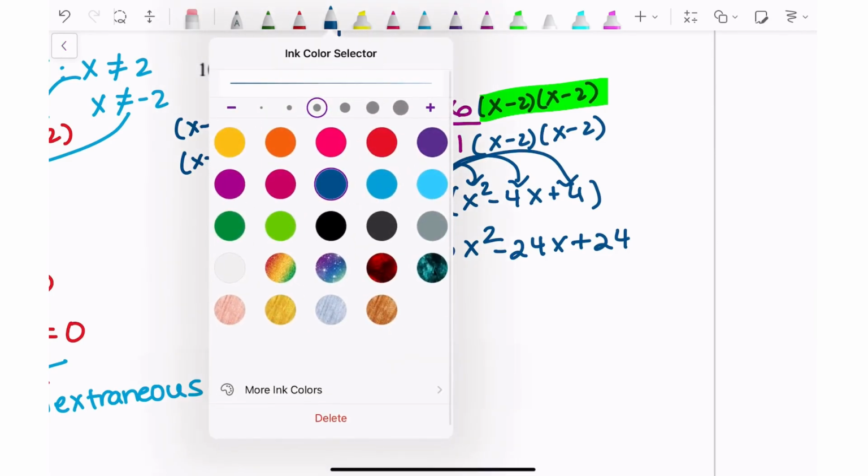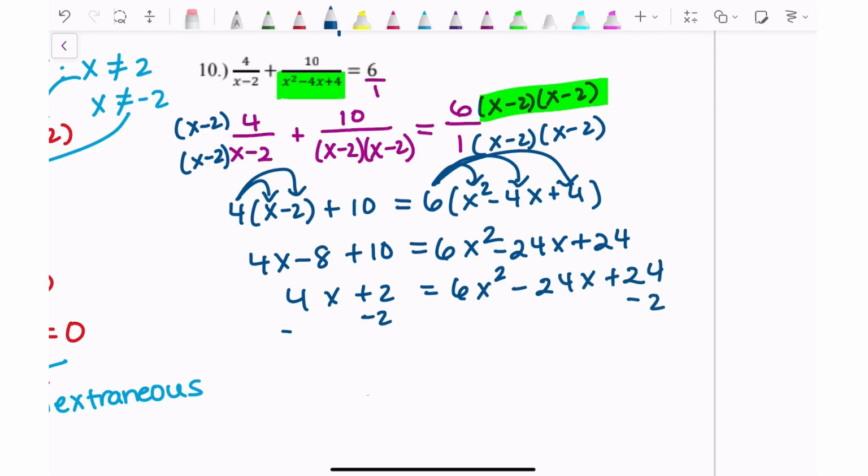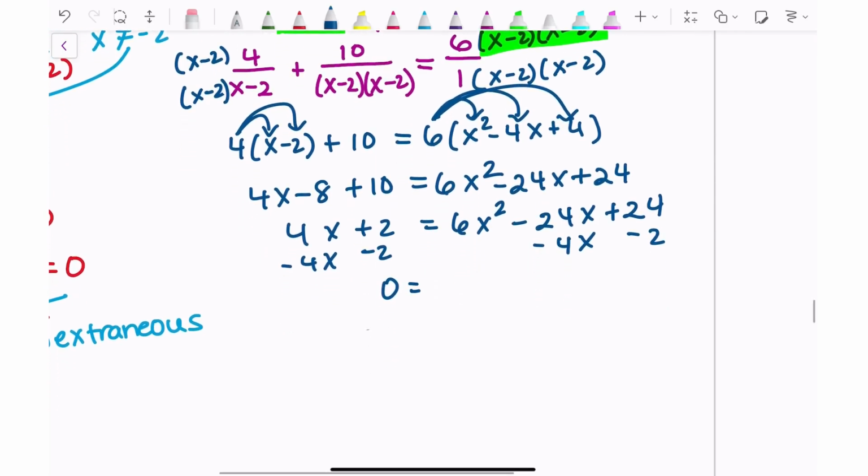So first, I know that these two things are positive 2, so I'm just going to subtract 2 from both sides to get that to go away. Really, that's positive 2. So I'm subtracting 2. I could just go ahead and combine these and not be lazy. That way you can see my steps more clearly. So I'm taking the 2 away, and I'm going to take away the 4x. So now we have 0 is equal to 6x squared minus 28x plus 22.